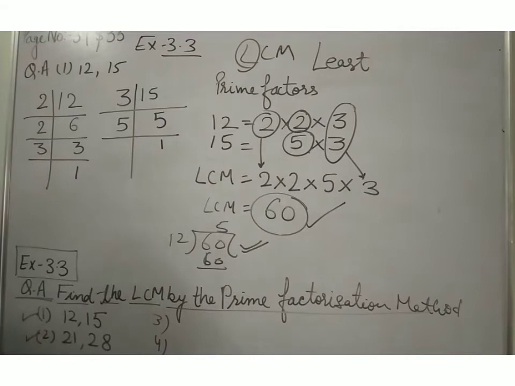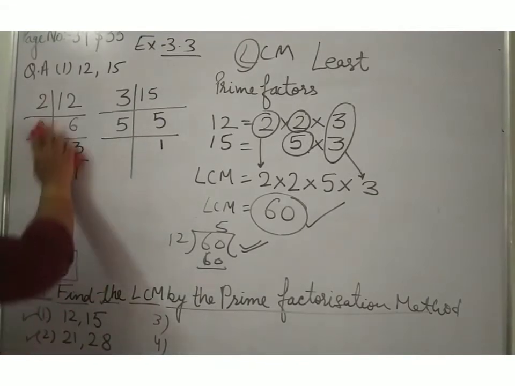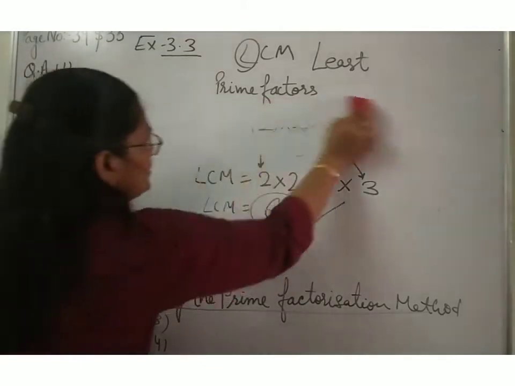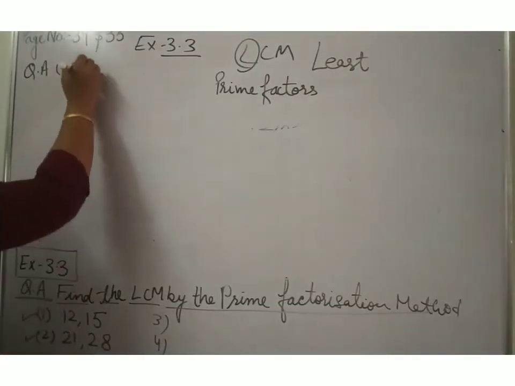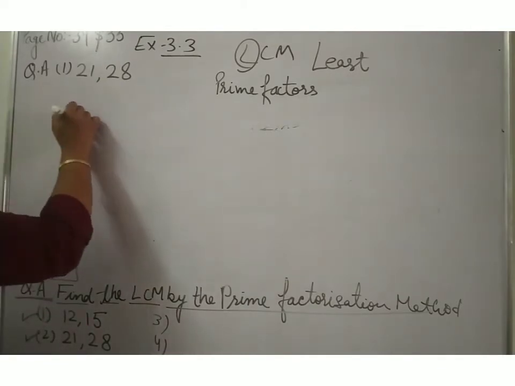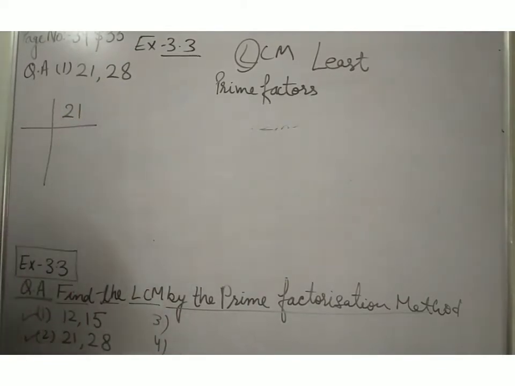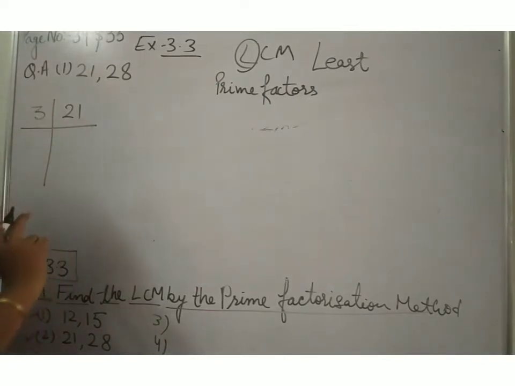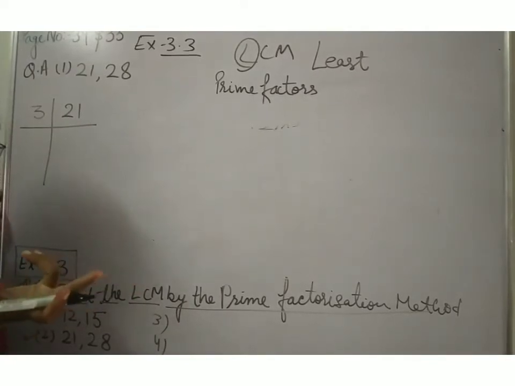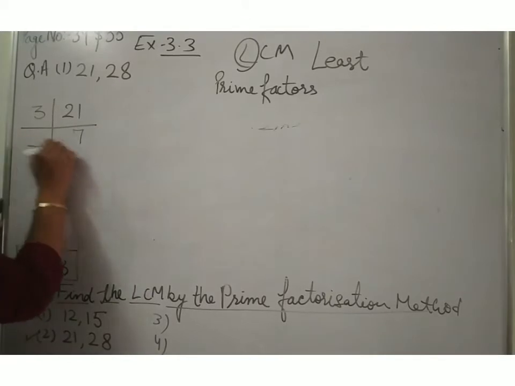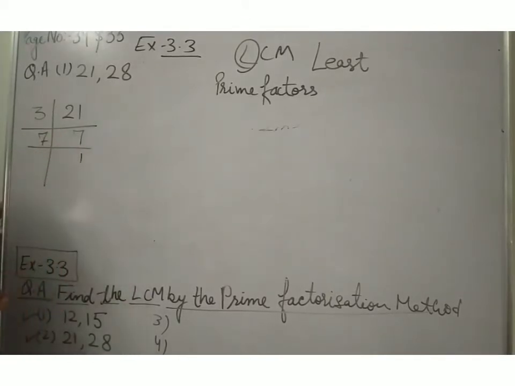Now I will explain you the second question, that is 21 and 28. Okay. So I'll take out the prime factors of 21. 21 is not divisible by 2. It is divisible by 3, because 2 plus 1 is 3. 3 ones are 3. Okay. Remember the rule of divisibility. 3 sevens are 21 and 7 ones are 7.